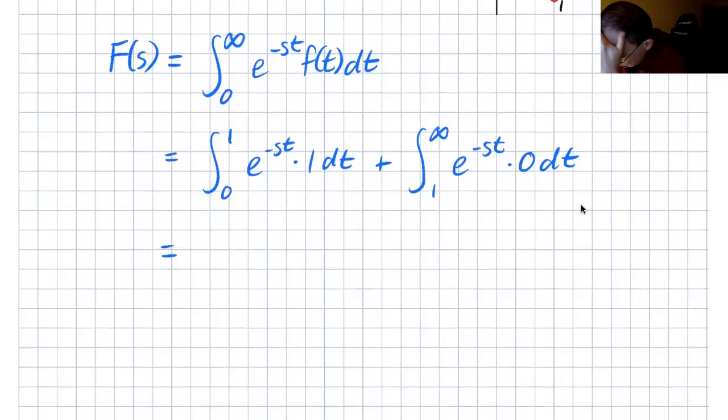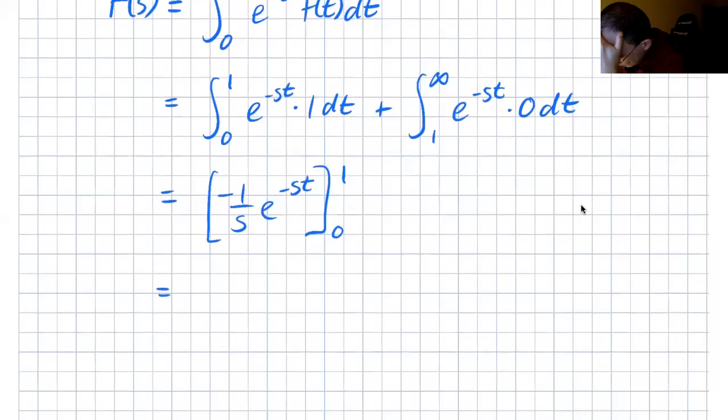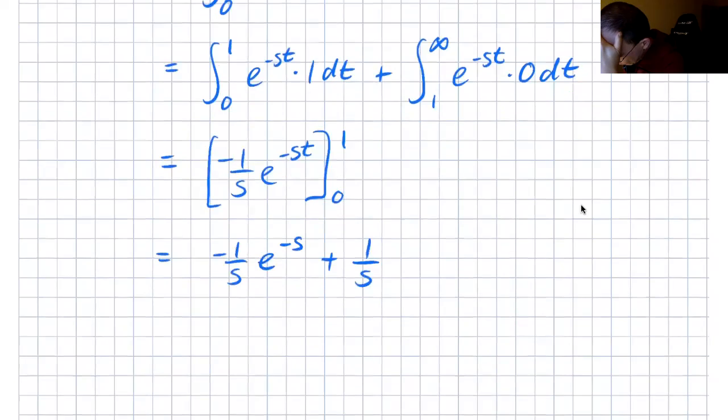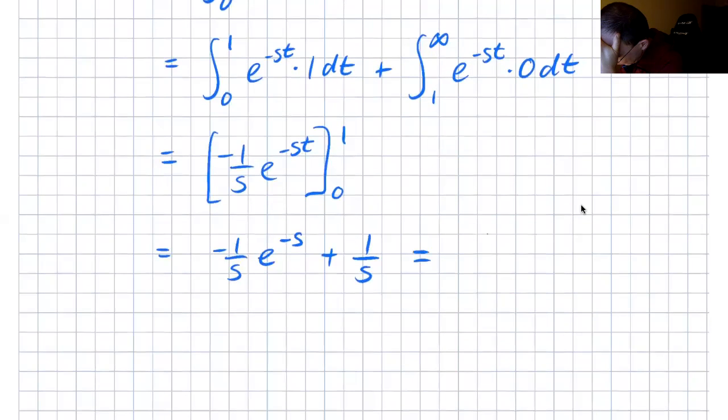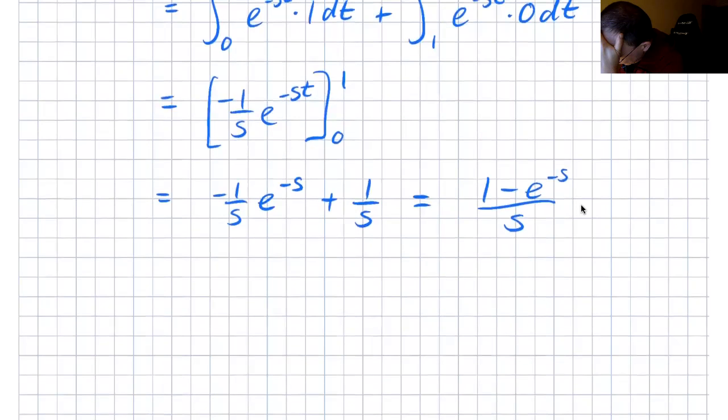This first integral is going to be negative 1 over s, e to the negative st, and then we're evaluating it from 0 to 1. So we get negative 1 over s times e to the negative s times 1, and then minus negative 1 over s times 1. So the answer is 1 minus e to the negative s, over s. Okay, so there's the answer.